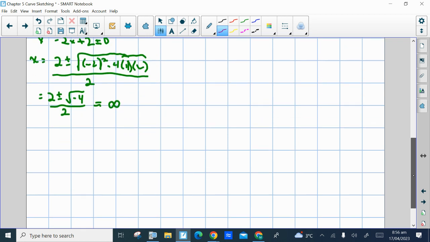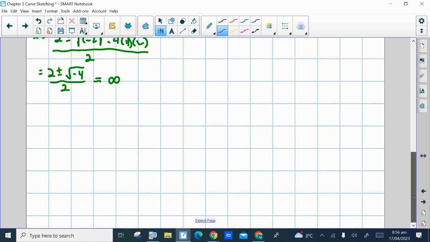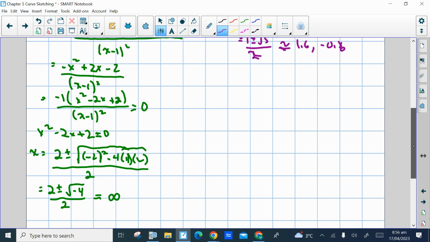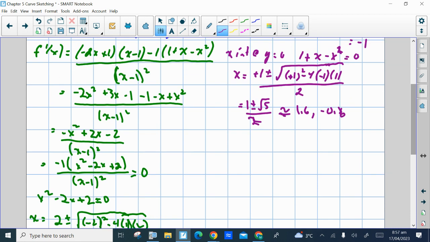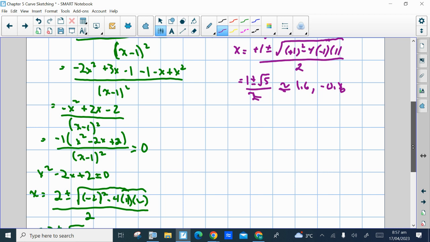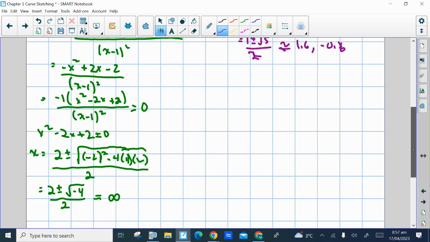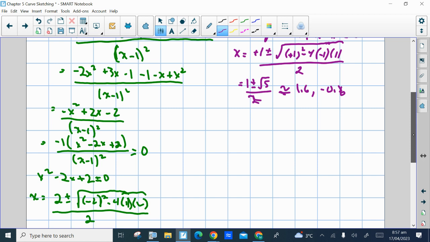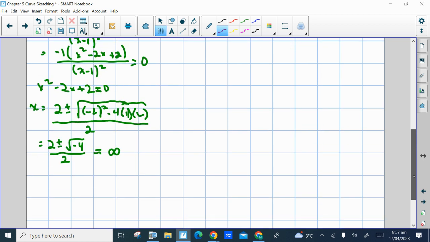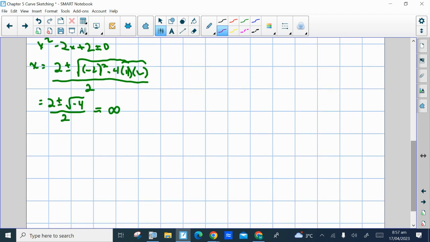Okay, so let's finish off what we did with our first derivative, because the only critical number we have is x equals 1, and that's our vertical asymptote. There will not be any max or mins here. But we still have that critical number at x equals 1. So we can use our number line to see what's happening on either side of positive 1.